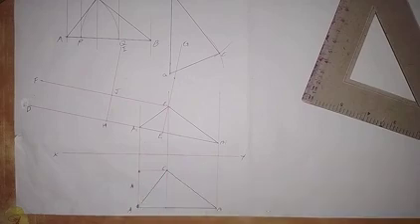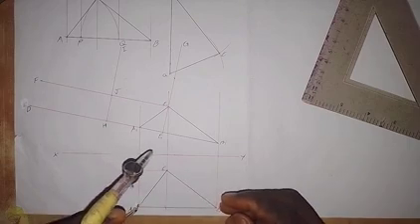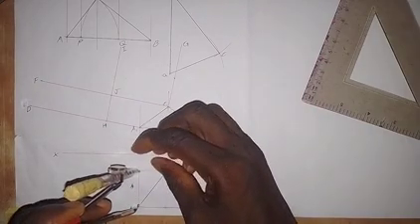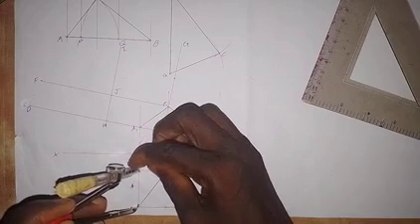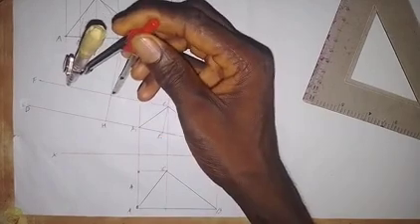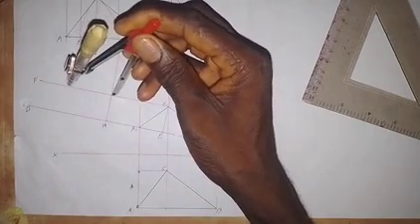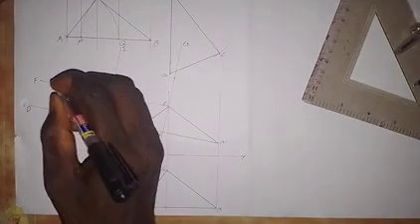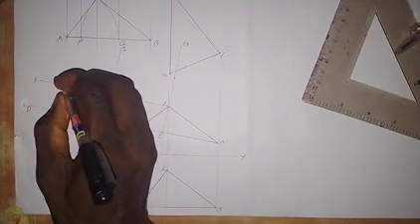So I'm going to take this distance, from here to here, the height of the triangle, like this. Then I'll put the midpoint at point J here and make an arc here. This point I will call point K. So let's take note of that.